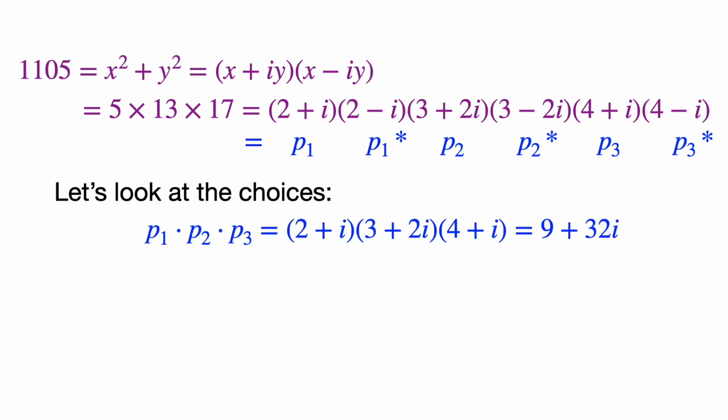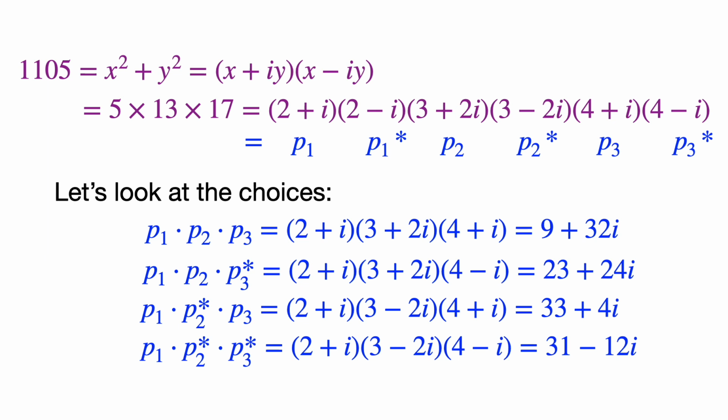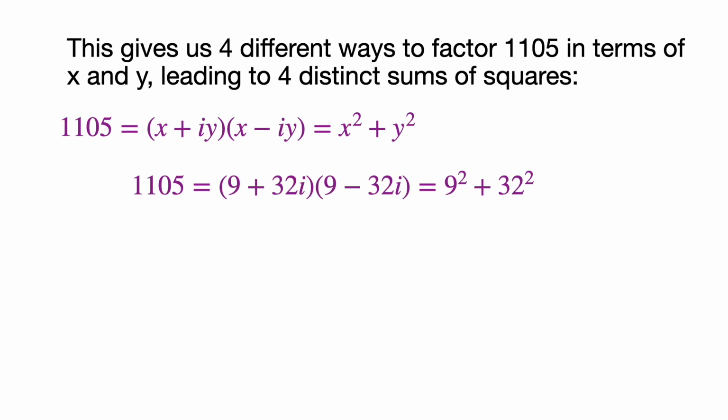P1 times P2 times P3. You can verify if you multiply those out, you're going to get 9 plus 32i, and that's going to be our first answer. And then just taking P1 times P2 times P3 star, the conjugate, we get a different one, 23 plus 24i, and so forth for all 4 combinations. So this gives us 4 different ways to factor 1105 in terms of x and y.